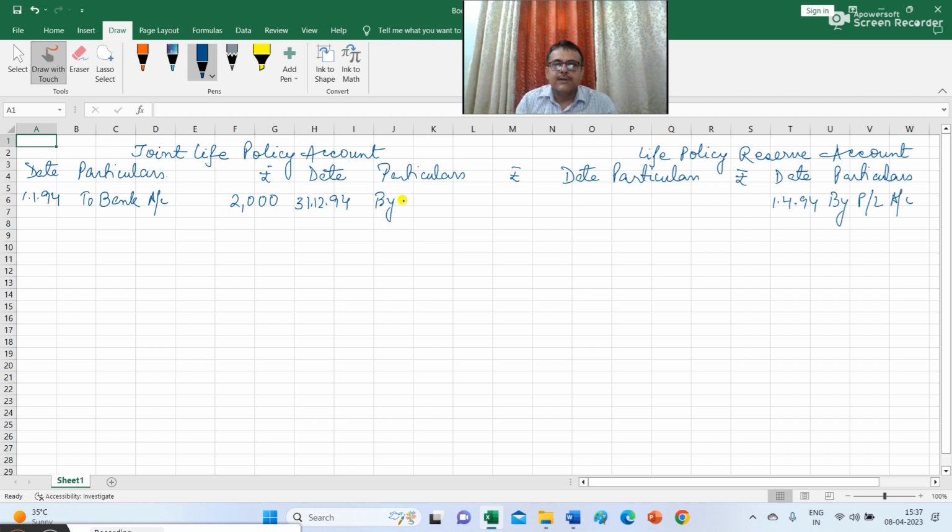life policy reserve account. So I am writing here policy reserve account, and the amount is rupees 2,000. So you have to transfer this amount to life policy reserve account. You write here on 31st December 94 to joint life policy account rupees 2,000. So this way you have completed drafting the two ledgers for the first year.